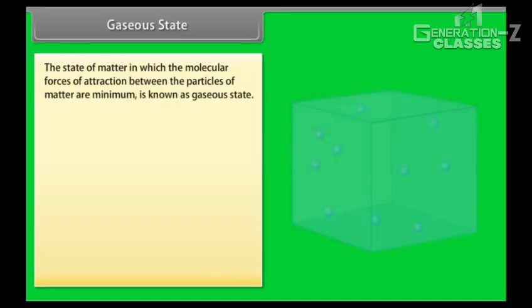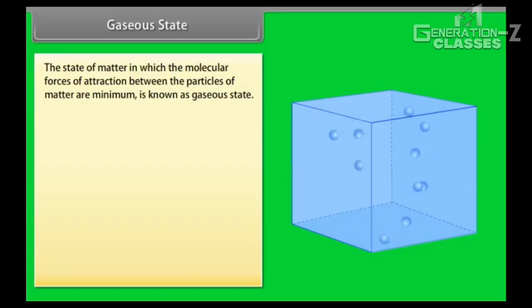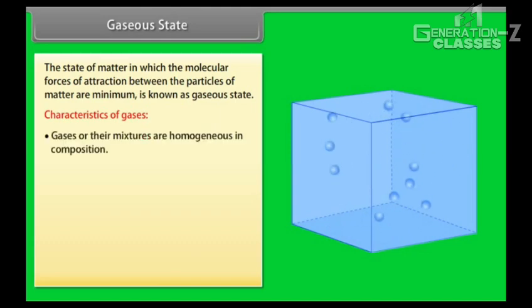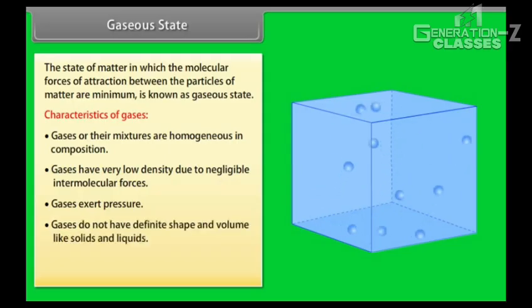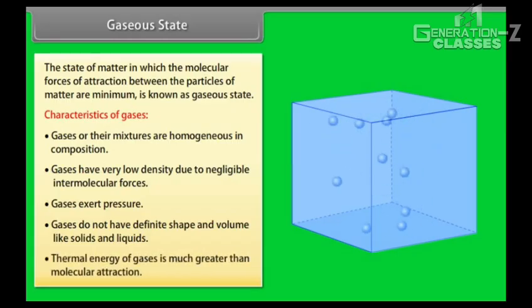Gaseous state. The state of matter in which the molecular forces of attraction between the particles of matter are minimum is known as gaseous state. Gases completely fill the container that holds them. Characteristics of gases. Gases or their mixtures are homogeneous in composition. Gases have very low density due to negligible intermolecular forces. Gases exert pressure. Gases do not have definite shape and volume like solids and liquids. Thermal energy of gases is much greater than molecular attraction.